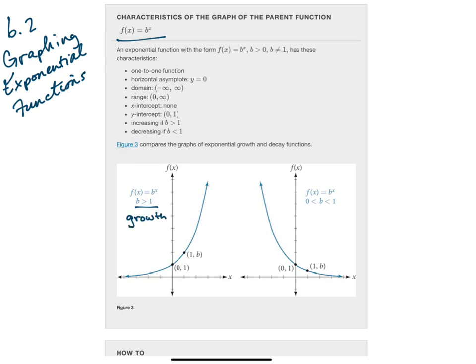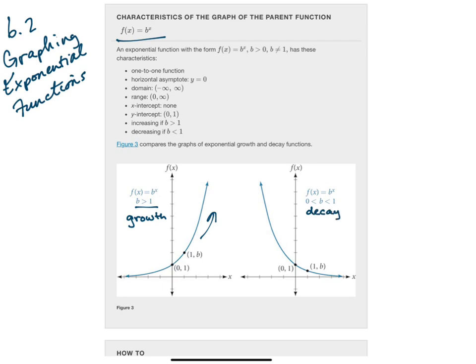This is exponential growth. As you can see, we move left to right. This gets bigger. It is growing. Okay? This one, b is between 0 and 1. As we move from left to right, it is decreasing. The word we use here is decay. Are y'all familiar with this?